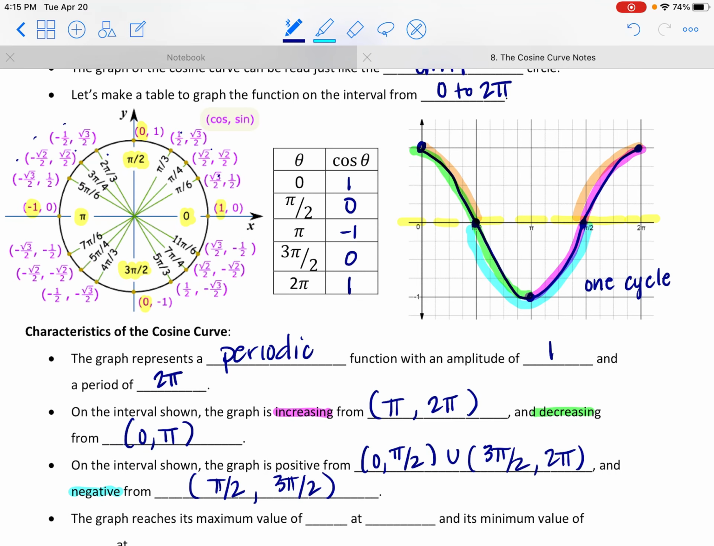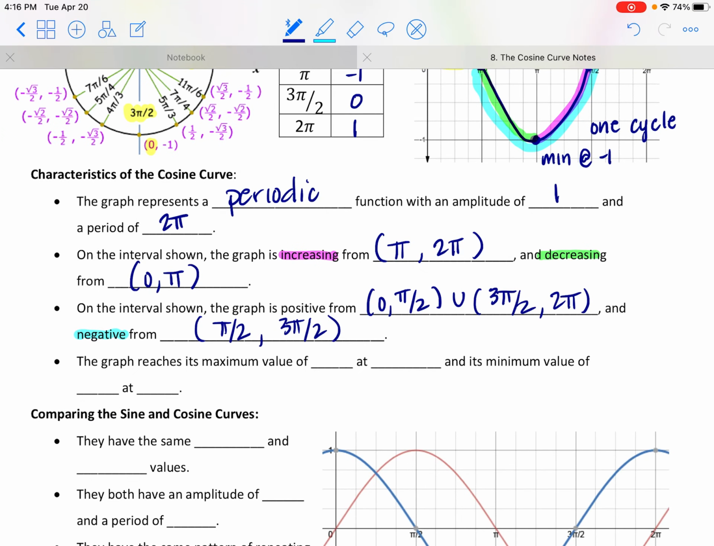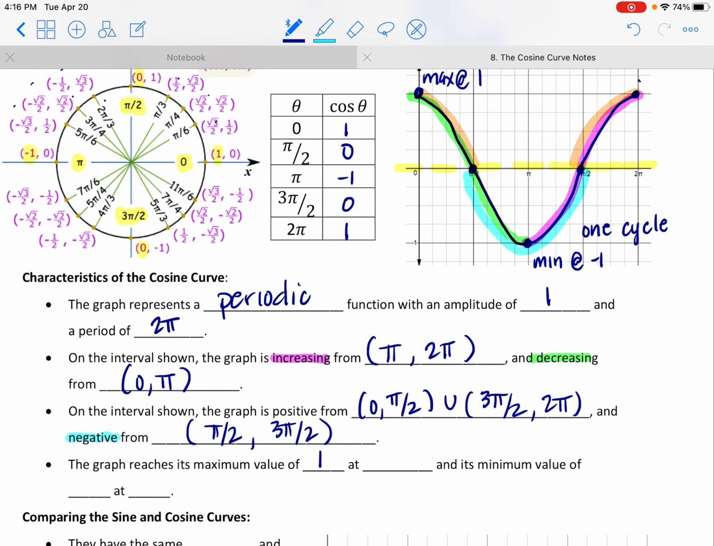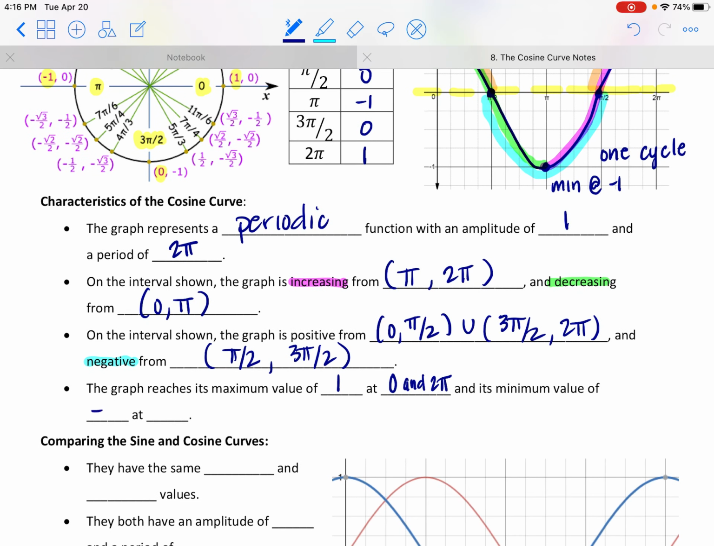Okay? And we reach a maximum value. So this is a max at 1. Same max over here at 1. And this is our minimum at -1. Again, it's y equals 1, y equals -1. So we reach a maximum value of 1, and that happens technically at the beginning and end of the cycle, so at 0 and at 2 pi. And then we reach the minimum value of -1, and that happens just once at pi.